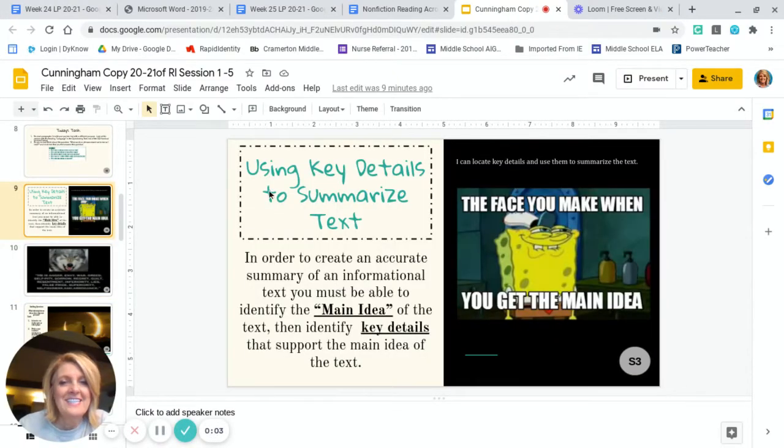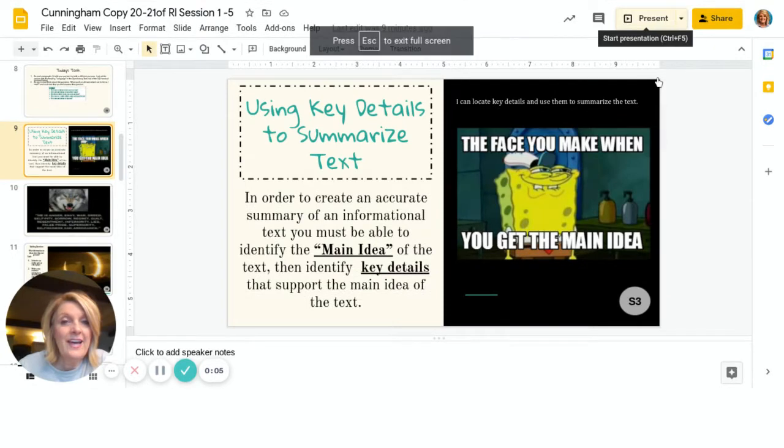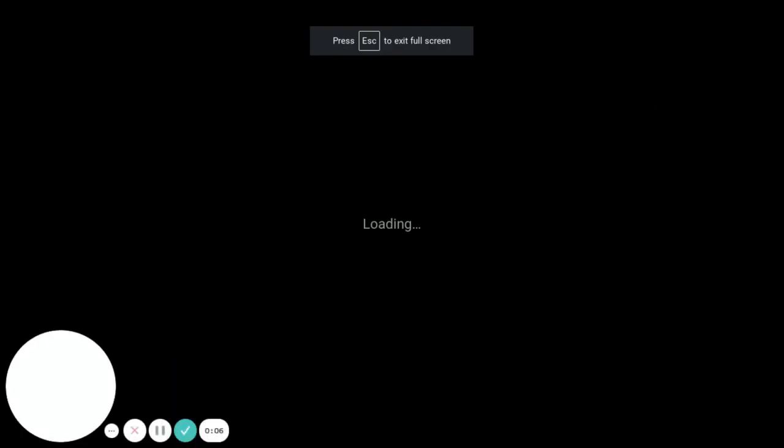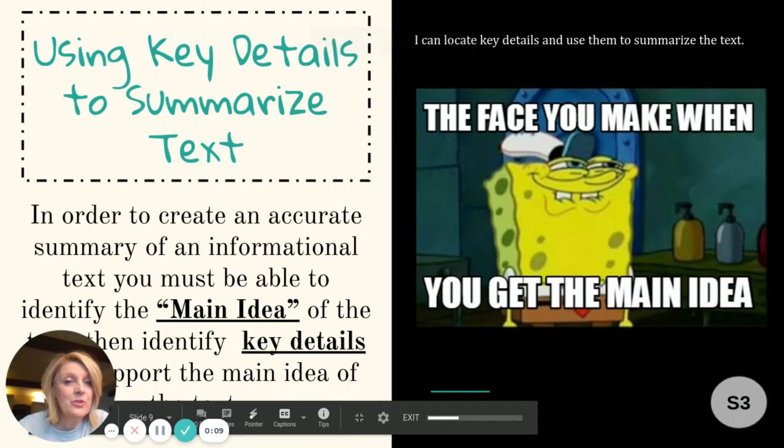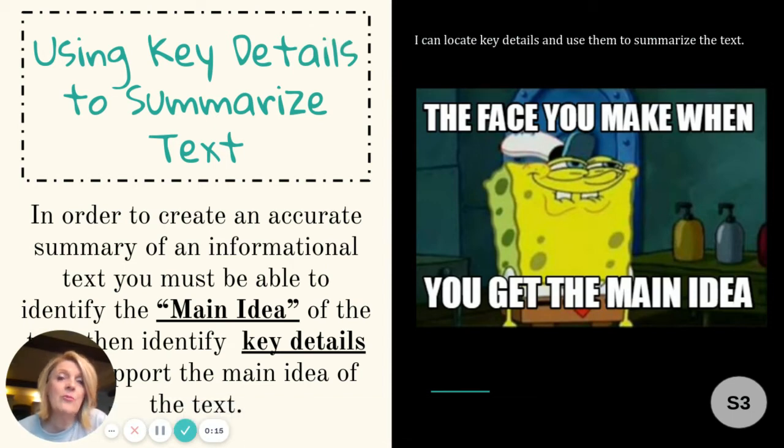Hey guys, today I want to teach you how to use key details to summarize a text. It's really important when you are reading informational text that you're able to identify what the text is about, what the main idea is, and what the details are that support the main idea.